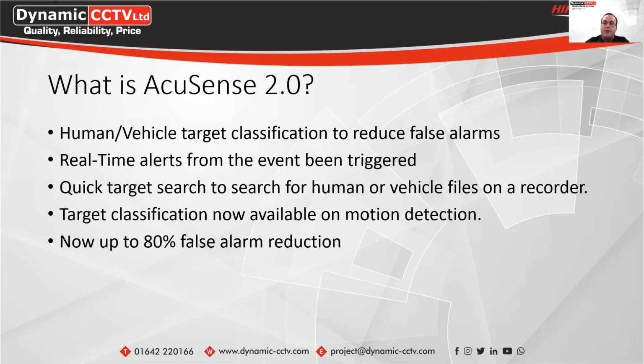And this is getting closer to the Deep in Mind technology on the MVR side of things, which will work at up to 90% accuracy. There's also now up to 8 megapixel resolutions within the Acusense range as well. So you're getting that high quality image and high resolution with the addition of the Acusense alarm filtering with the target classification on the system as well for those.